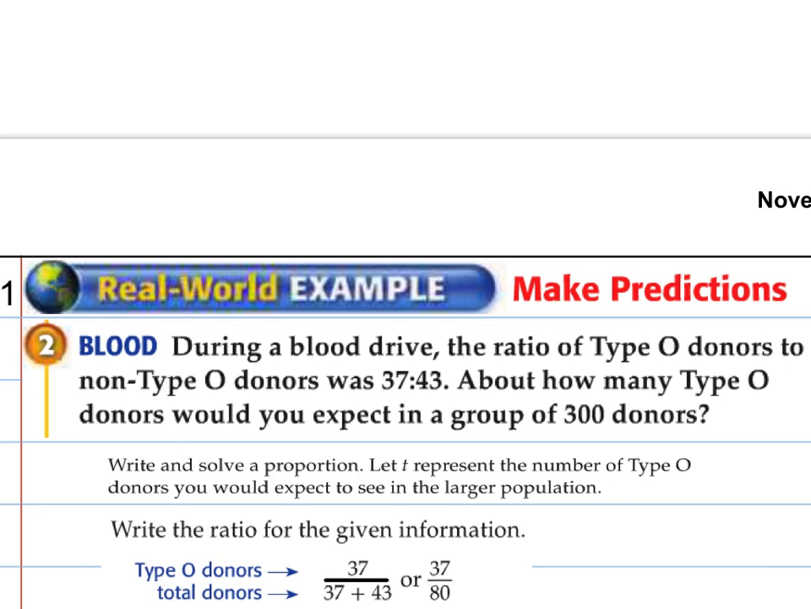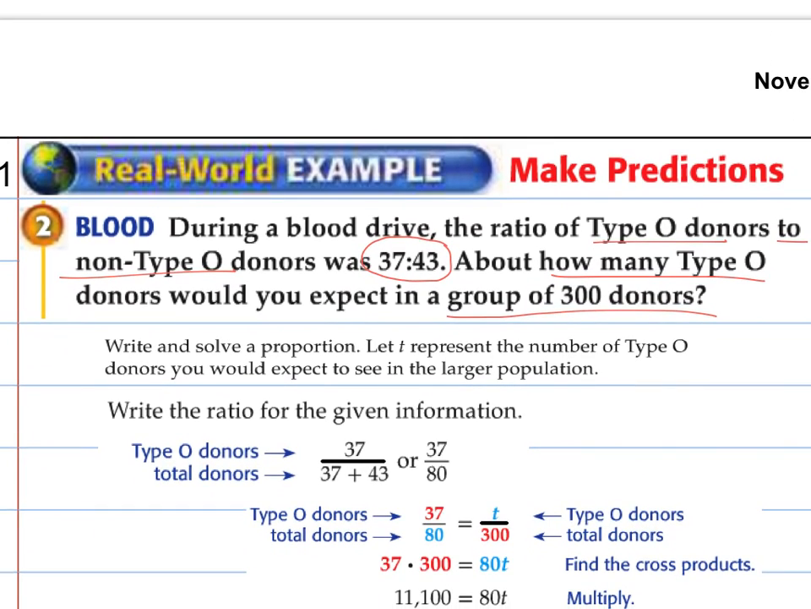Another one, making predictions. So during a blood drive, the ratio of type O donors to non-type O donors was 37 to 43. About how many type O donors would you expect in a group of 300 donors? So we're making a prediction. What we're given right now is a ratio of 27 to 43 type O to non-type O. Then we're wondering how many type O if there were a group of 300 donors. So we want to write and solve a proportion.